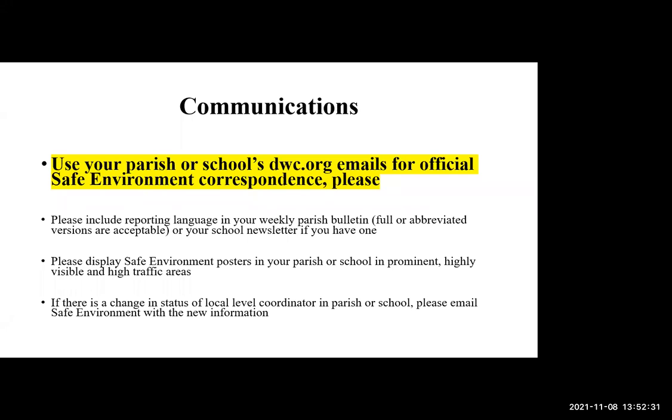If you're a school and a parish, please display the safe environment posters in prominent, visible, high traffic areas. For the parishes, usually it's right there on the bulletin board as you come in the door. If you have a parish center, please display it there. If you have a parish restroom, it's always a good idea to display it in the restroom or on the door. If you're a school, you might put it in your main office. You might put it in your hallway. Again, restrooms, lunchrooms, wherever it is prominent to display and very visible in high traffic areas.